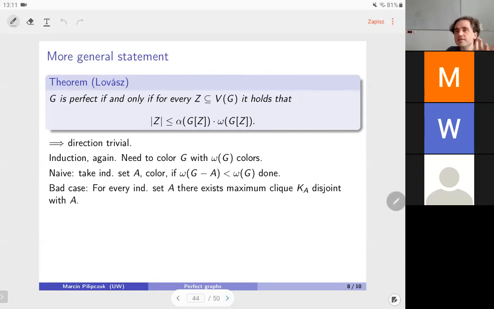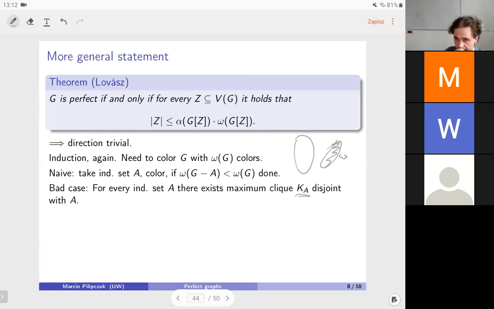The bad case, which is symmetric to the previous one, is that for every independent set there is a clique K_A which is disjoint from it. So whatever independent set you choose, there is some maximum clique, of size omega, that is disjoint. So whatever you color red, there's still some omega clique left, and omega didn't drop.